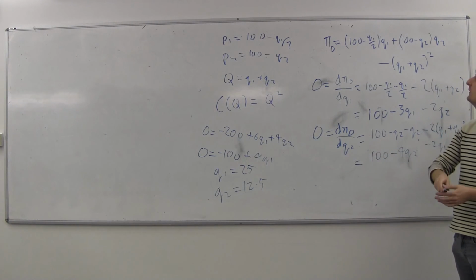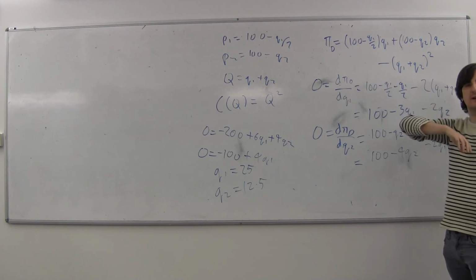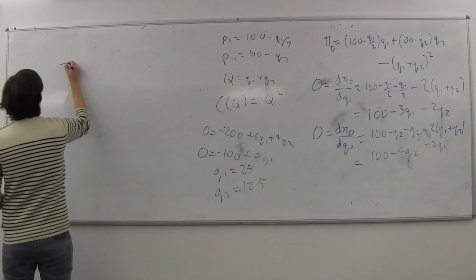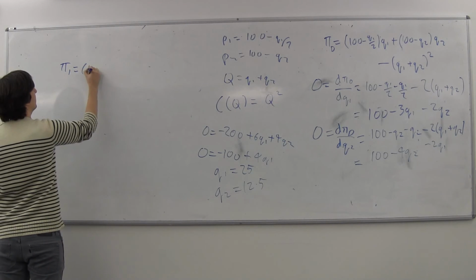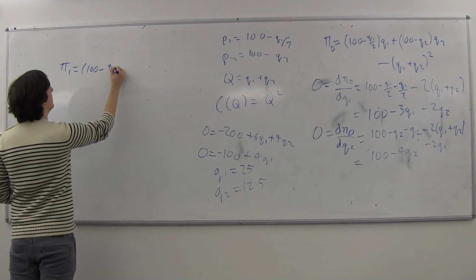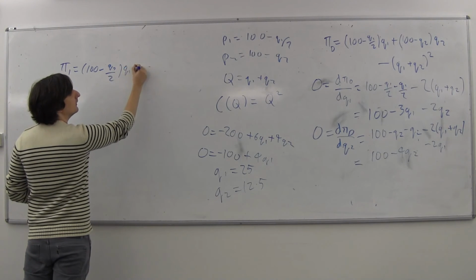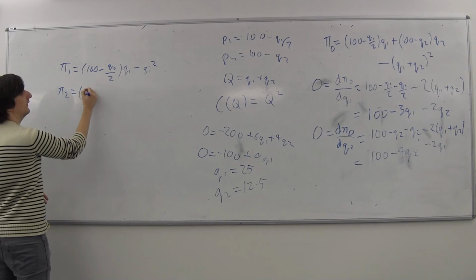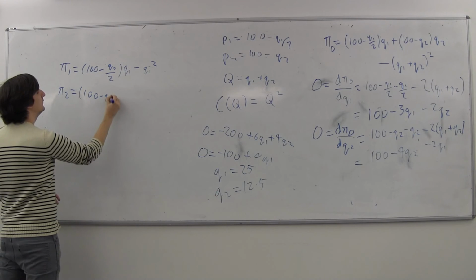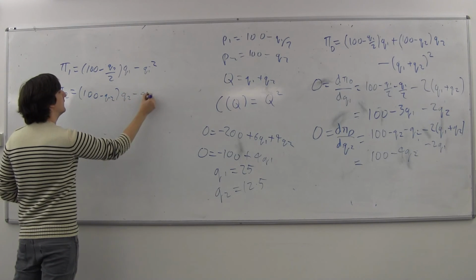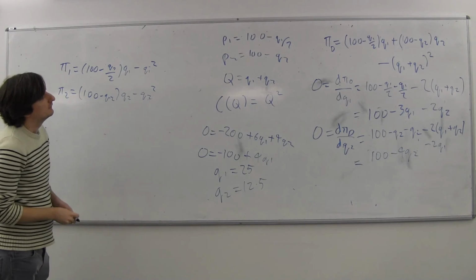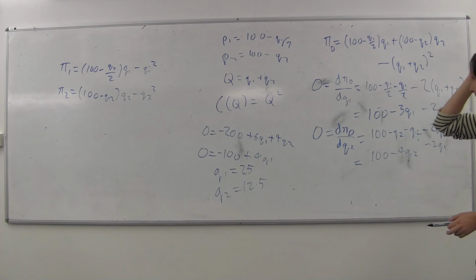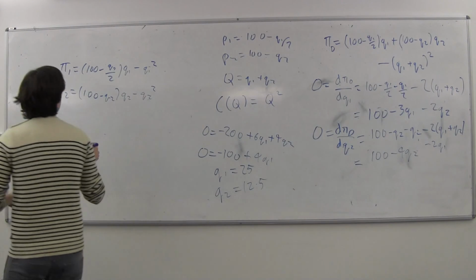Okay, we have one factory now that only produces goods for market 1, one factory that only produces goods for market 2. Okay, so the first factory, let's call it pi 1, is going to have profits (100 minus Q1) over 2 Q1 minus Q1 squared. Okay, and profits from the second factory are going to be (100 minus Q2) Q2 minus Q2 squared. Okay, so it's as if we had two separate factories.